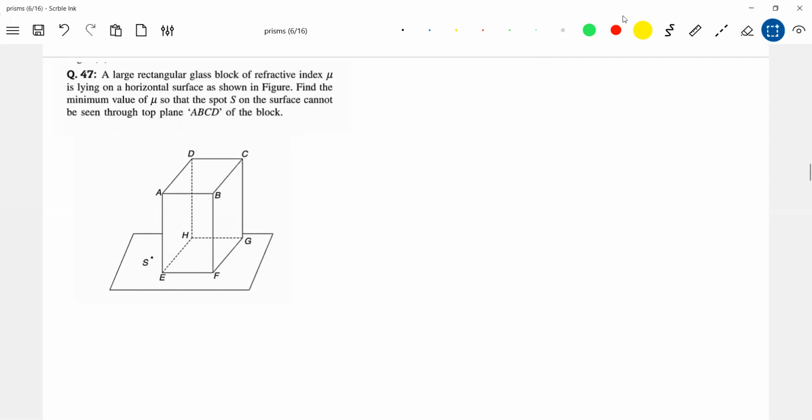So where is the high? The high will be located. So we'll make a diagram, a plane diagram. I think that this point is not there. So there's a spot.